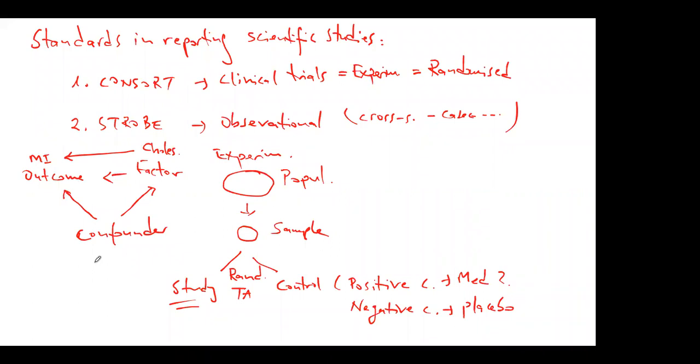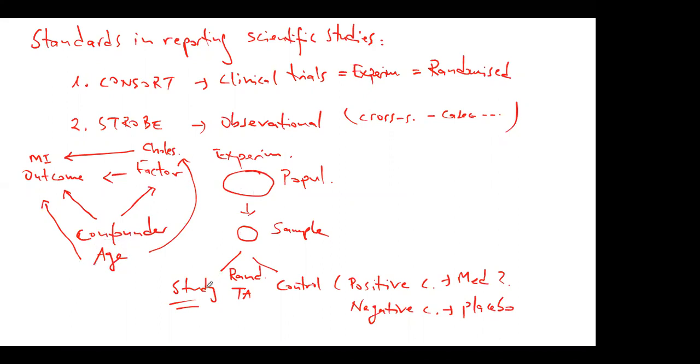I can give you an example. Age, for example. Can age be a confounder? Is age related with myocardial infarction? Yes, of course. Younger people have less risk of myocardial infarction. If your age is increasing, you will have higher risk of getting an MI. Is age related to cholesterol? Yes, it is. If you are older, you will have higher cholesterol. So age is related with both. Therefore, you have to control for age.